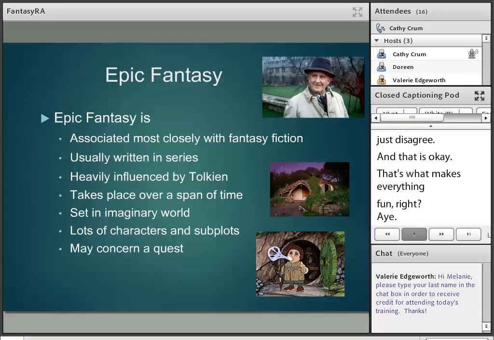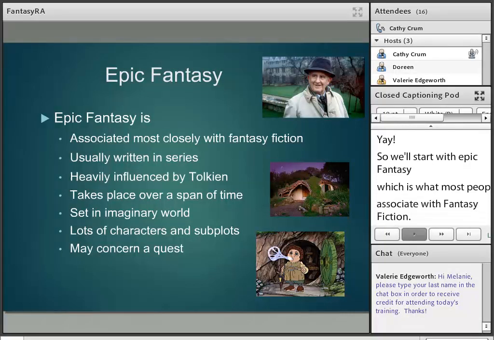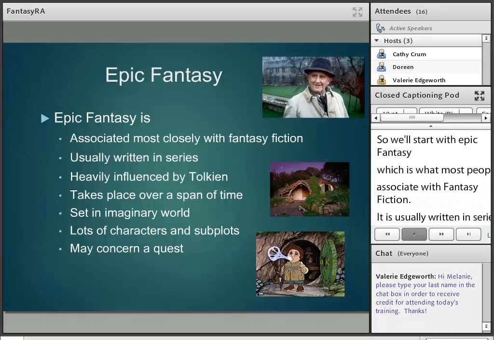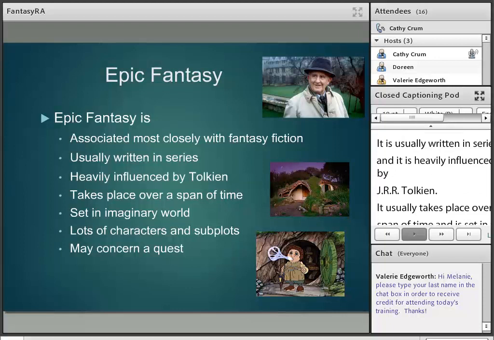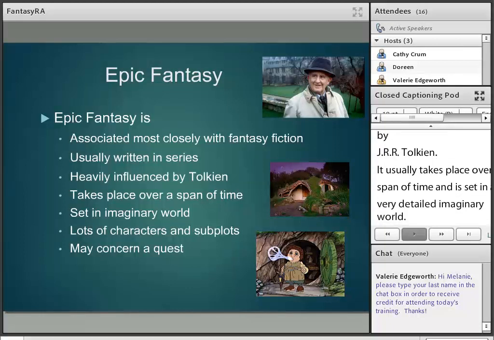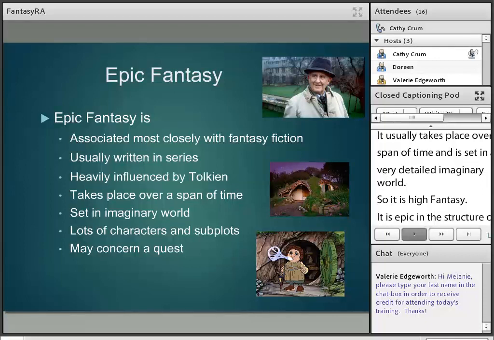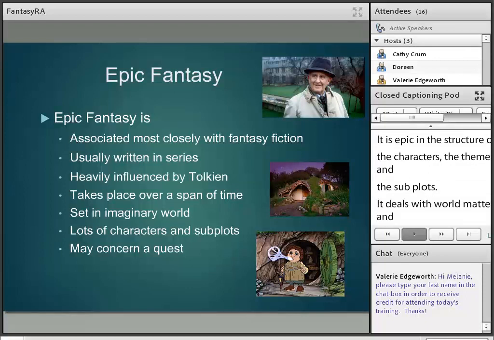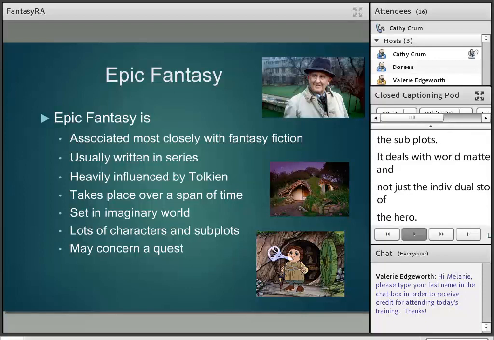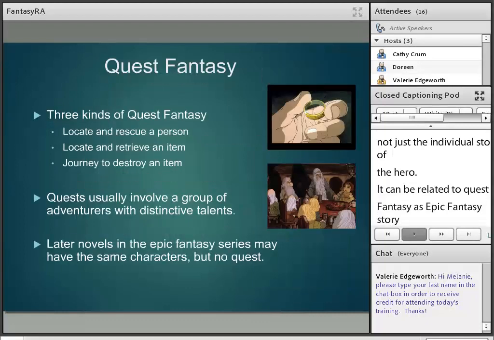Okay, so we're going to start with epic fantasy, which is what most people associate with fantasy fiction. It is usually written in series and is heavily influenced by Tolkien. It usually takes place over a span of time and is set in a very detailed imaginary world, so it's high fantasy. It is epic in the structure of the characters, the themes, and the subplots. It deals with world matters and not just the individual story of the hero. It can be related to quest fantasy, as epic fantasy storylines may involve a quest.